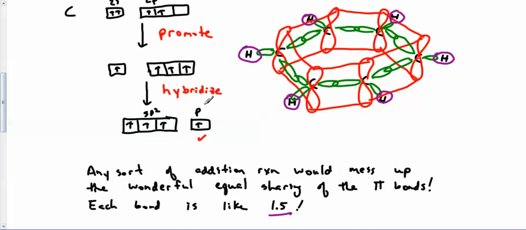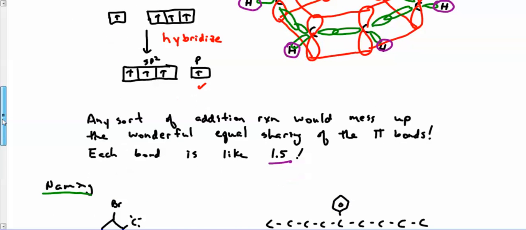Like I said in the last video, any sort of addition reaction coming in here and using one of these 6 electrons to bond would completely mess up this wonderful sharing, this wonderfully stable molecule. And since each bond is not single and then a double, it's more like they're 1.5, which is halfway between a single bond and a double bond. That's why these things are so stable. Okay?